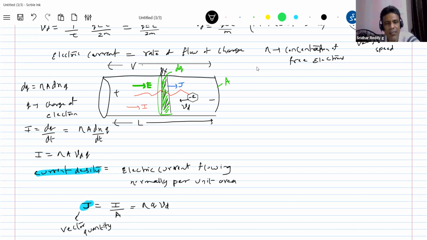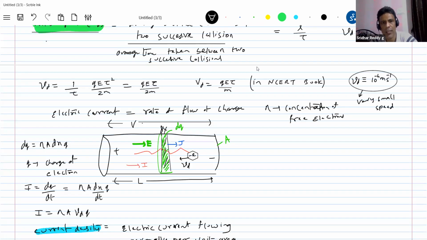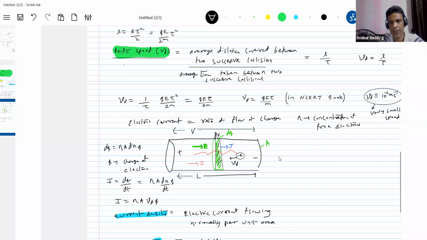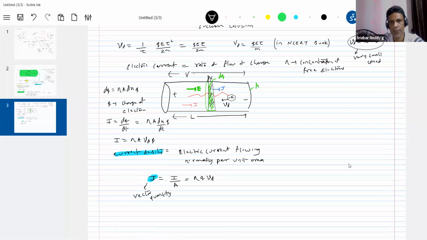Now, how are this current density and electric field related? This is about the current density I brought. It's a vector quantity. So let's bring the expression for the drift speed. Can you remember the formula we had? I'll write down that formula. The drift speed was equal to q E tau by m. Is it okay now? Let me take help of that equation.